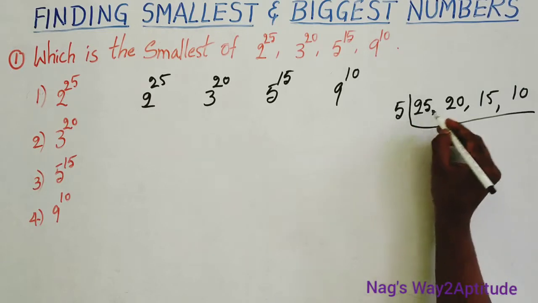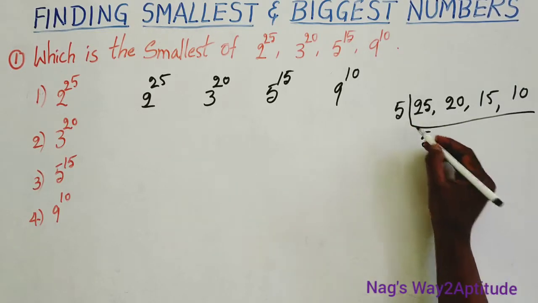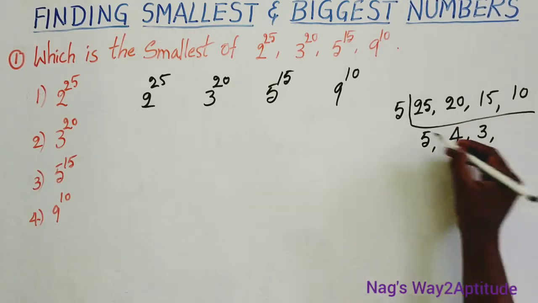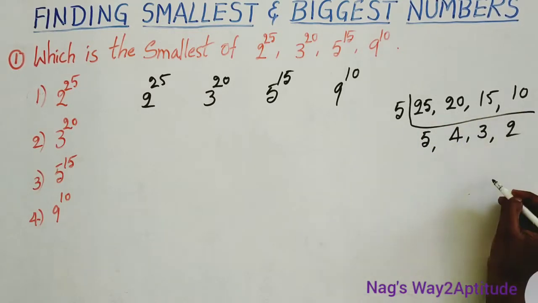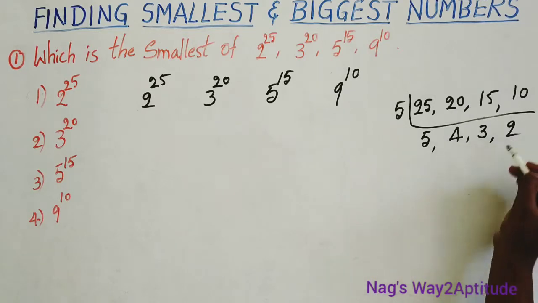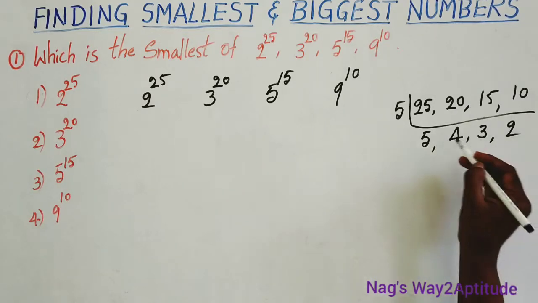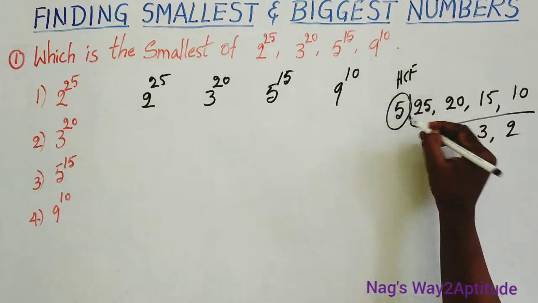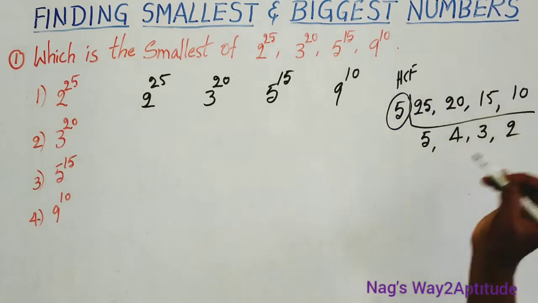You take 5. 5 times 25 is 5 times, 5 times 20 is 4 times, 5 times 15 is 3 times, and 5 times 10 is 2 times. And in 5, 4, 3, 2, there is no common factor. So leave it. Now 5 is the HCF. 5 is the HCF of 25, 20, 15 and 10.